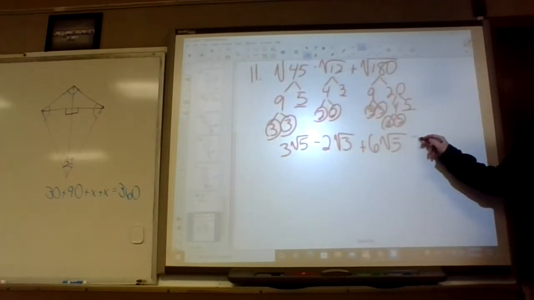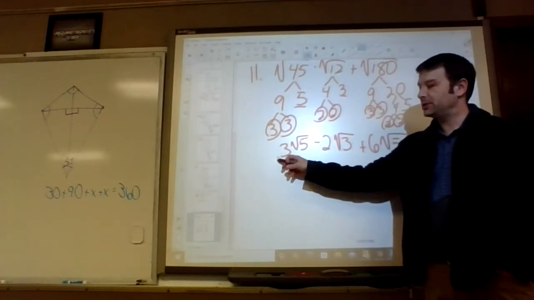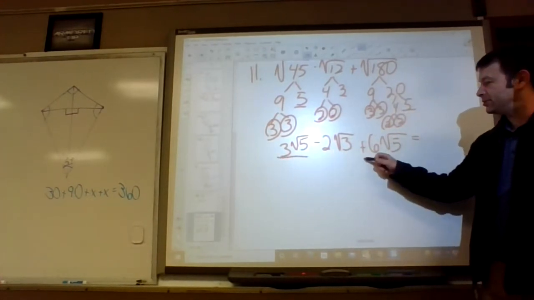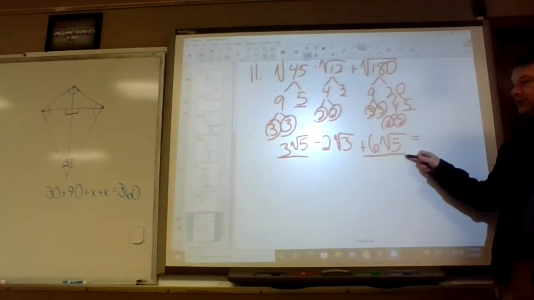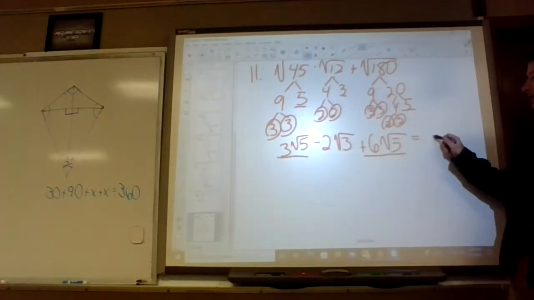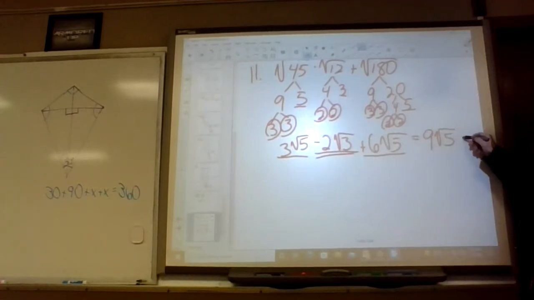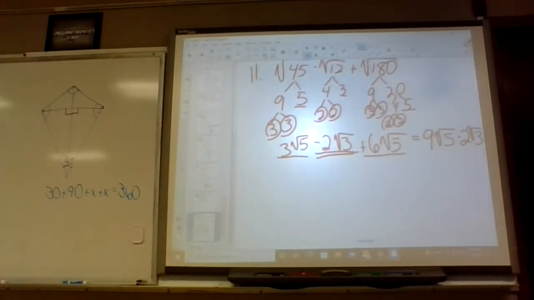So now that I simplified each individual square root, this assignment is a lot easier with a nice calculator. I noticed that 2 of them are actually like terms. So 3 square root of 5 plus 6 square root of 5 is 9 square root of 5. And then in the middle there we got minus 2 square root of 3. You can't do anything like that. Unless you change it to a decimal, they don't mix together. And we're not going to be changing to decimals today.